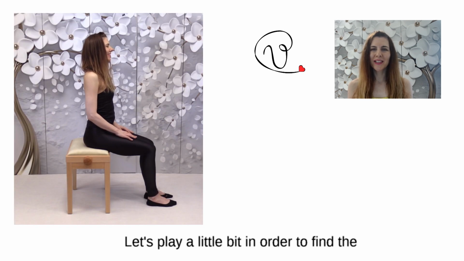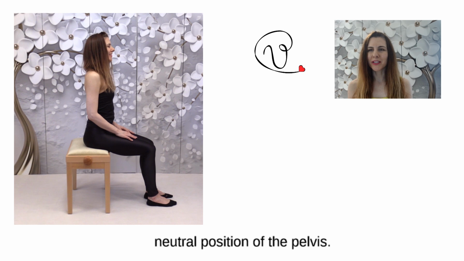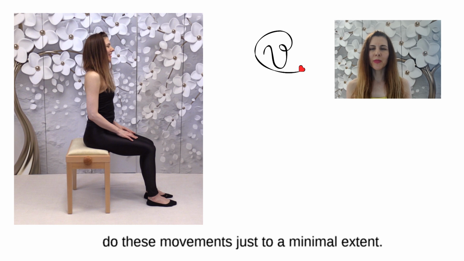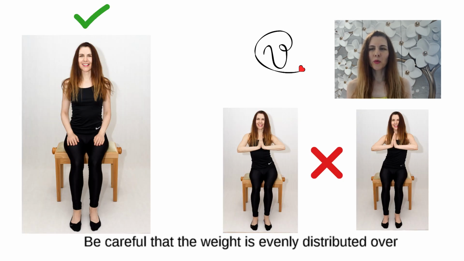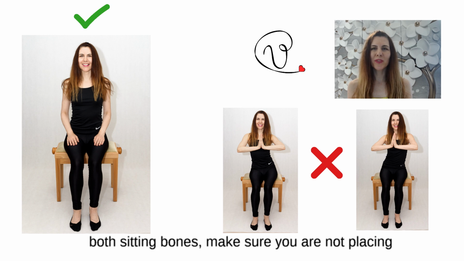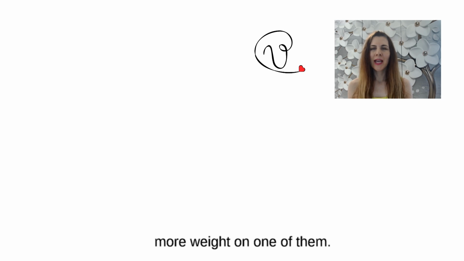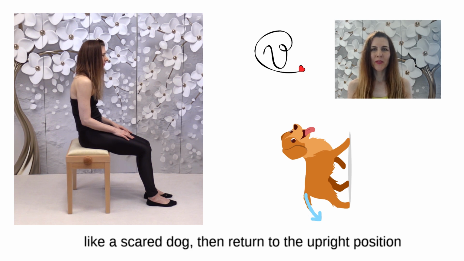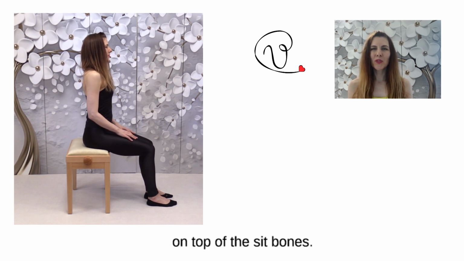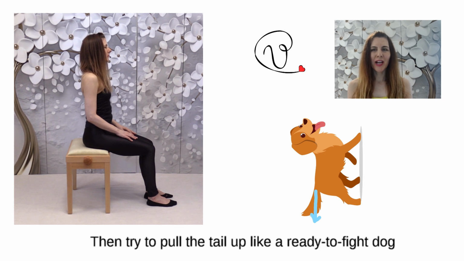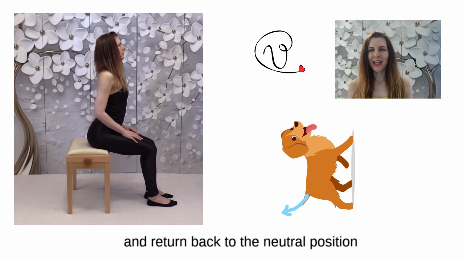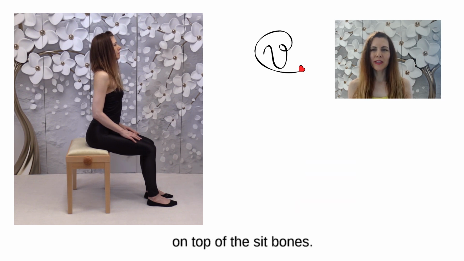Let's play a little bit in order to find the neutral position of the pelvis. If you suffer from disc problems in the lumbar area, do these movements just to a minimal extent. Be careful that the weight is evenly distributed over both sitting bones. Make sure you are not placing more weight on one of them. Now try to pull your imaginary tail in between your legs like a scared dog. Then return to the upright position on top of the sit bones. Then try to pull the tail up like a ready-to-fight dog. And return back to the neutral position on top of the sit bones.